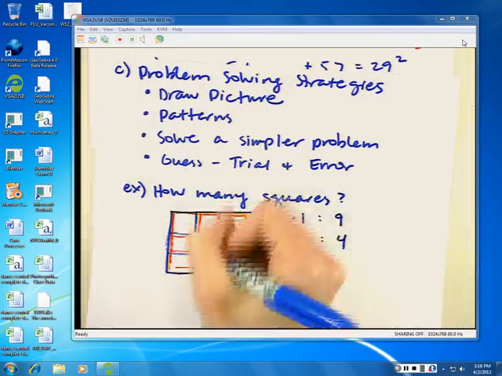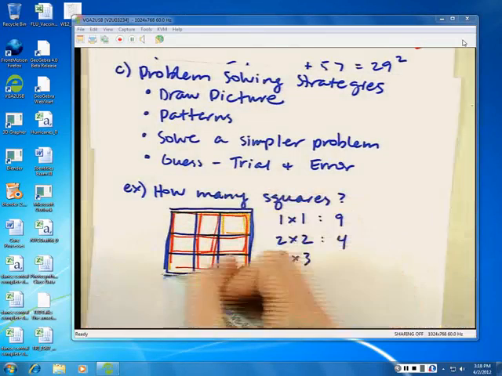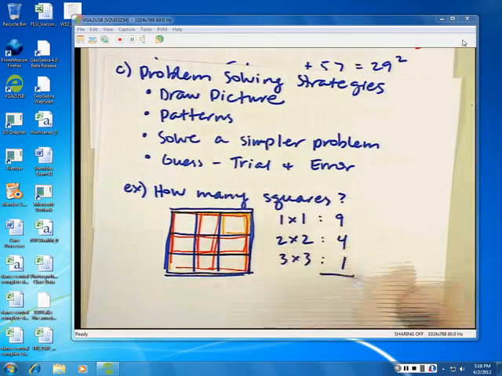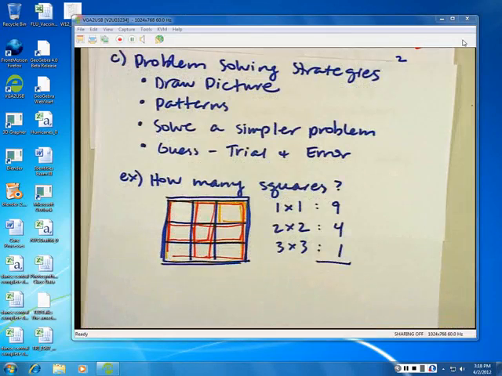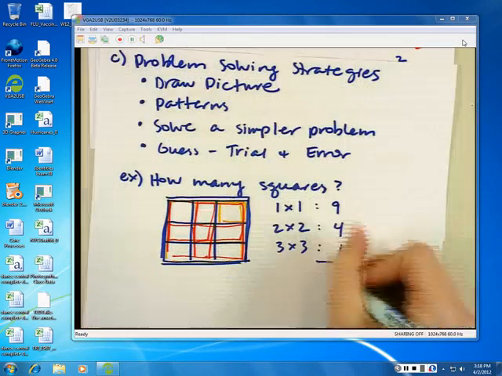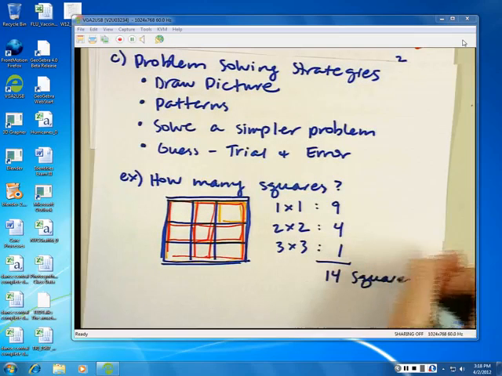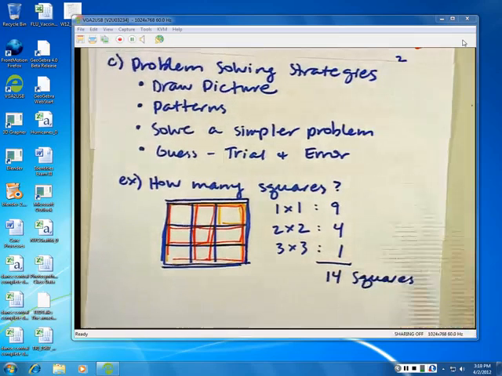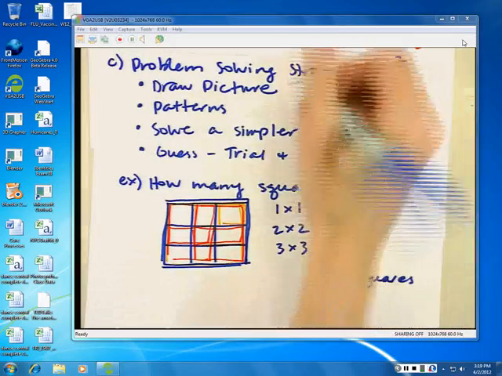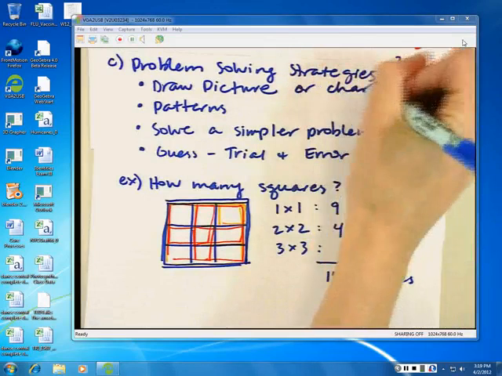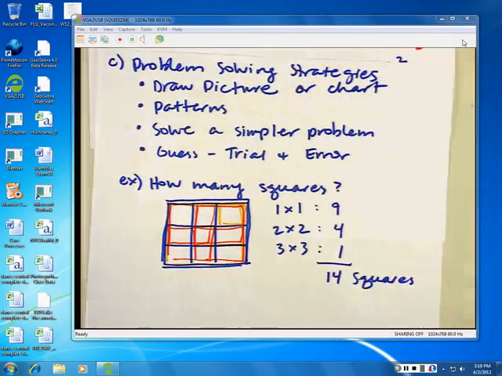And then the 3 by 3 is the largest one. There's only 1 of those. That's the outermost square, which is this guy. 1. So pretty quickly I came up with my answer. I just need to add these together. 9 plus 1 is 10, plus 4 is 14. So we have 14 squares. So what I did here is I didn't really draw a picture. I'm going to say or chart. Kind of made a chart, didn't I? 1 by 1, 2 by 2, 3 by 3 to organize myself.